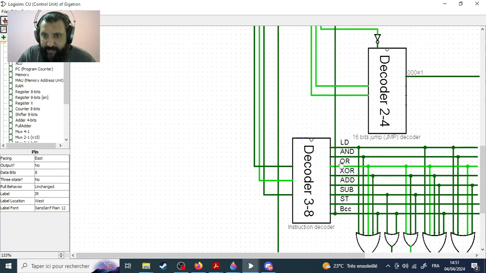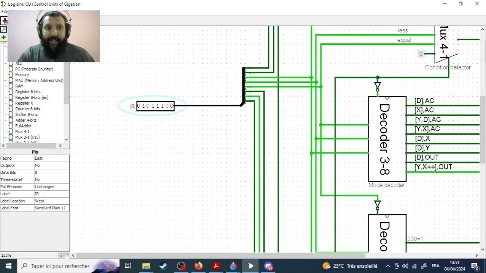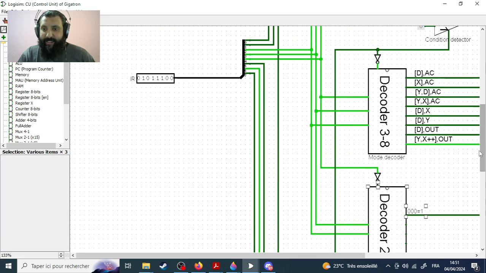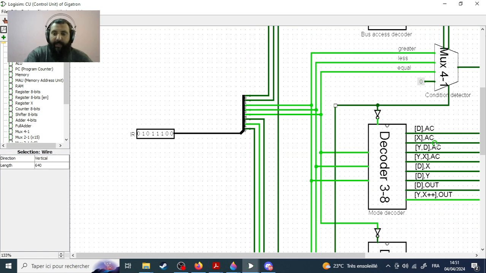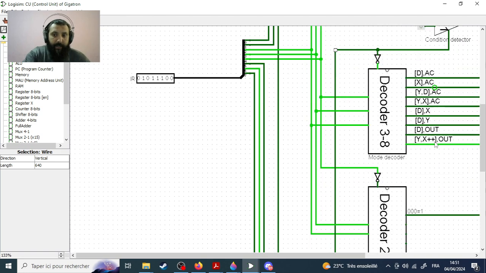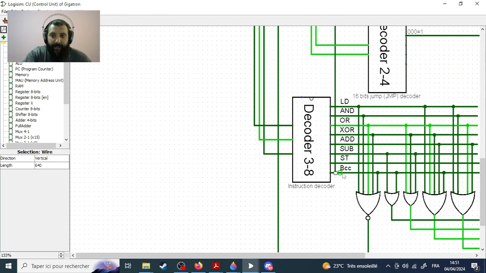But at the same time BCC is activated, and this signal will activate the addressing mode and deactivate the condition mode automatically. This wire is responsible for activating and deactivating automatically the chosen mode. It is related directly to the BCC decoder, to the BCC wire. This BCC wire is activated when the instruction of BCC is chosen.